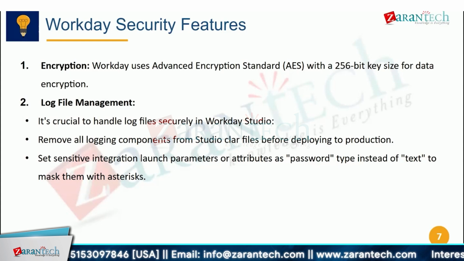Set sensitive integration launch parameters or attributes as password type instead of text to mask the value with asterisks. Again, there is an attribute or launch parameter as password that can be used at various instances if required. That can save a password, which will help you hide whatever value it contains on the UI. It will not show you the value, it will show you asterisks instead.